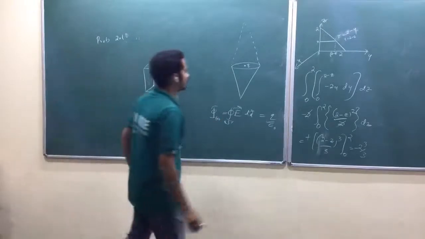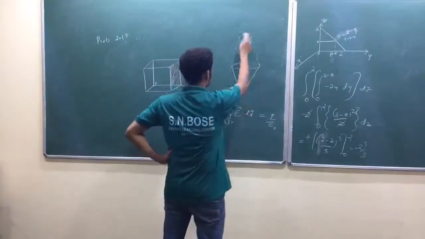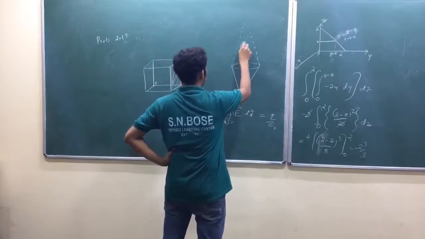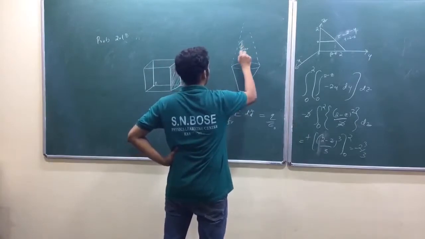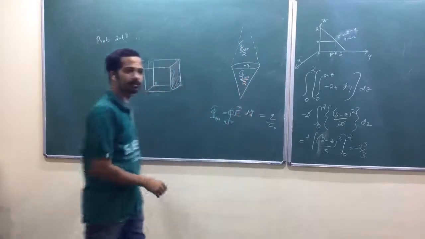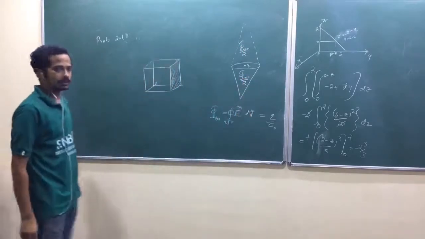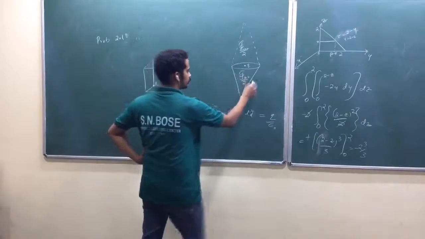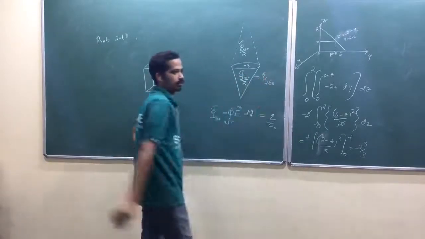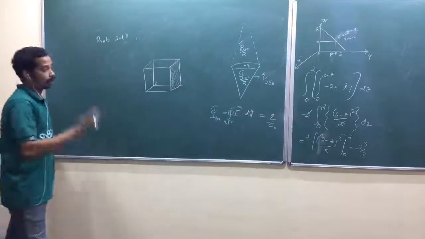Now look here. This total flux equals Q by epsilon naught. So if the total flux is this one, the flux through this cone will be total divided by 2, isn't it? So the flux through this one becomes Q by 2 epsilon naught.